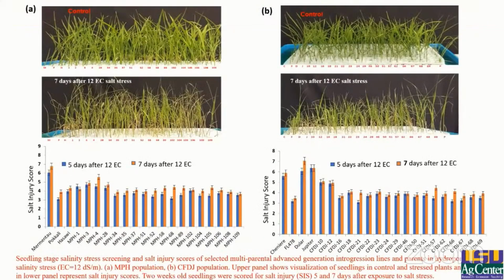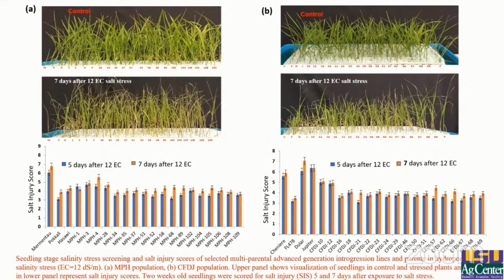First, we did sand culture screening, and we found moderately salt-tolerant to tolerant breeding lines. And we selected 1818 lines from both populations, and this figure shows the response of those selected lines in control and under salt stress in hydroponics.